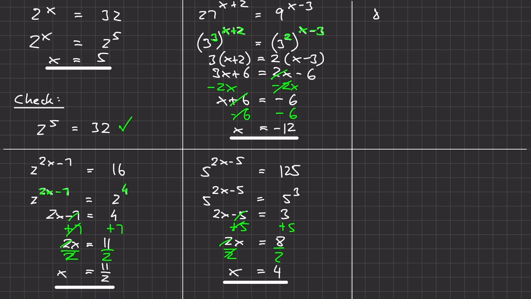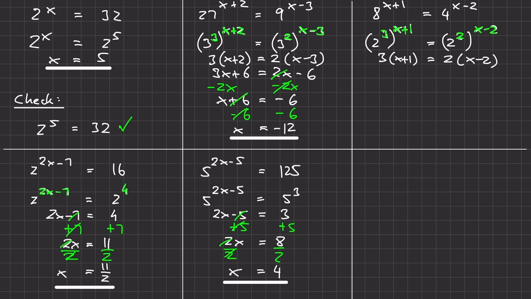How can we solve 8 raised to the power of x plus 1 equals 4 raised to the power of x minus 2? We can write the 8 as 2 cubed and the 4 as 2 squared. So we get 2 cubed raised to the power of x plus 1 equals 2 squared raised to the power of x minus 2. So we get 3 times x plus 1 equals 2 times x minus 2.